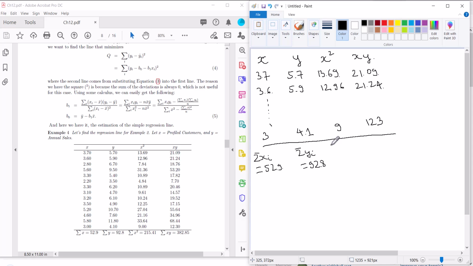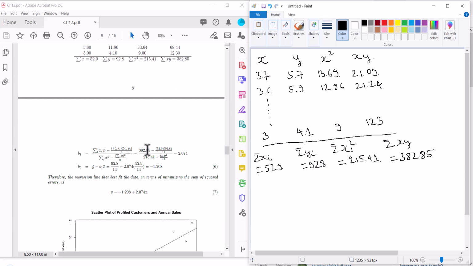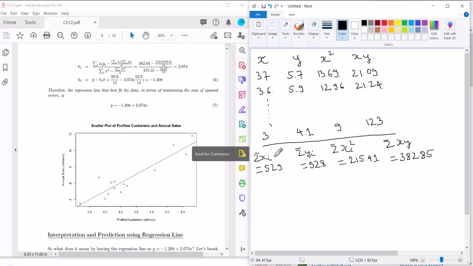And we have the third column, sum of all the xi squared. Sum of all these entries here gives you 215.41. And the last column, which is the sum of x times y, the sum of all these entries here, gives you 382.85. Now we are ready to compute the slope and the intercept of this simple linear regression problem.